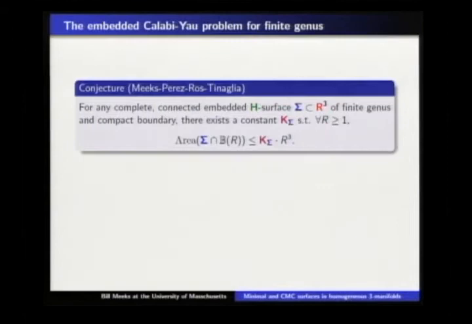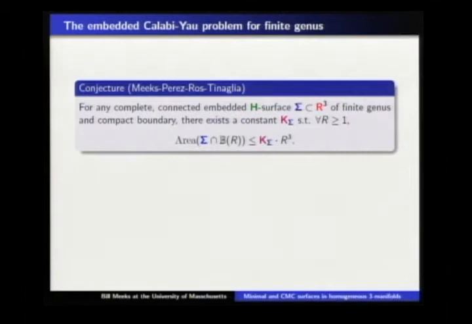It's related to this Calabi-Yau question. Finite topology examples or somehow bounded genus examples shouldn't have this property, but if the surface has infinite genus on all its ends, then you have these kind of mappings. Okay, so there's this nice conjecture which tells you something about surfaces of finite genus, and let's for the moment just assume we have no boundary at all.